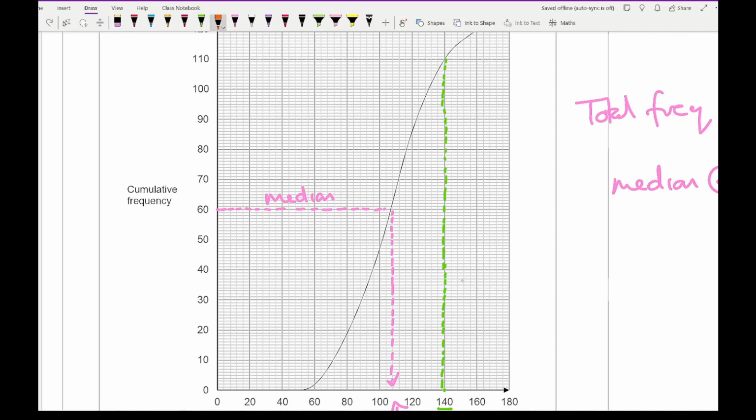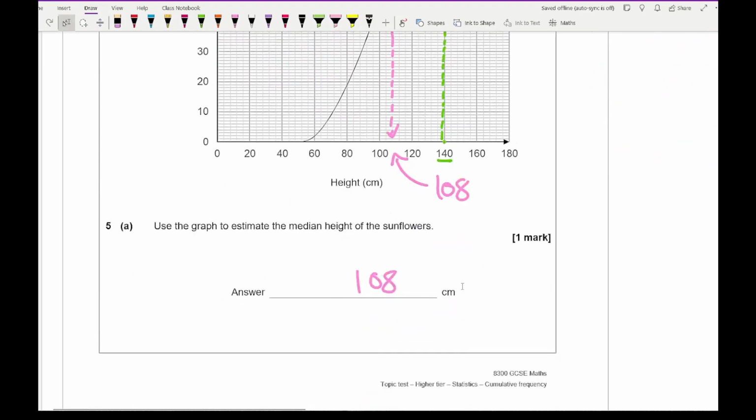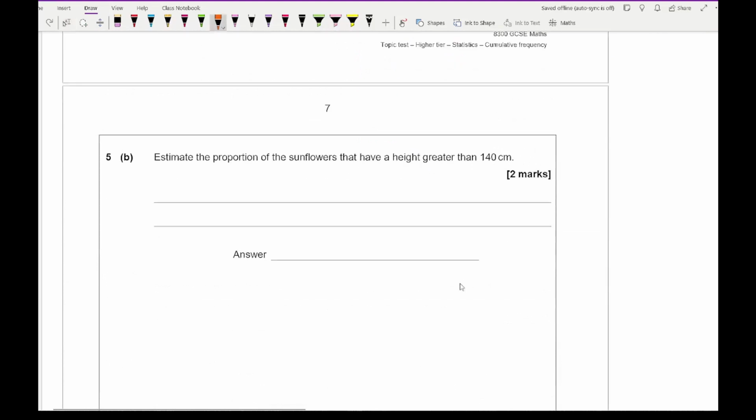And then as soon as it hits the curve, you want to project horizontally. Again, because this is pre-drawn, everyone should be the same, and I make out to be 110. Now remember that the vertical axis always tells you the number that's less than that number. So 110 are less than 140. So if there are 120 altogether, 120 minus 110 is going to give me an answer of 10.